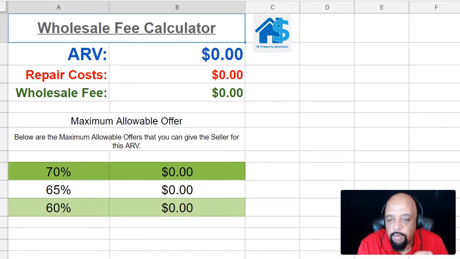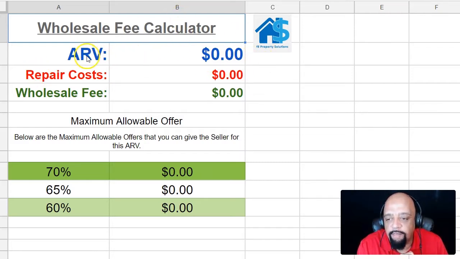So now we are in the wholesale fee calculator spreadsheet. We use Google Sheets for it, but we also have it in an Excel spreadsheet, and we also have it in the Numbers format if you use a Mac or iPad and you just prefer to use it in your Numbers program. So let's get right into it.